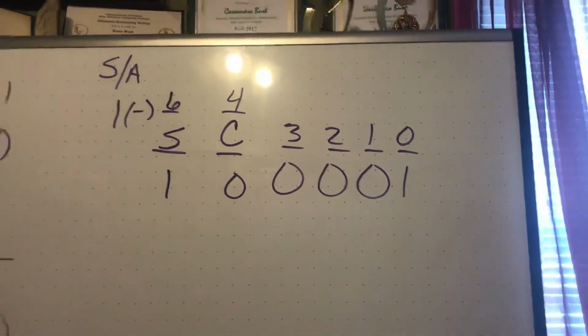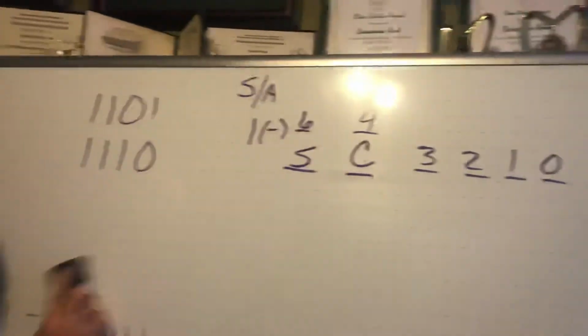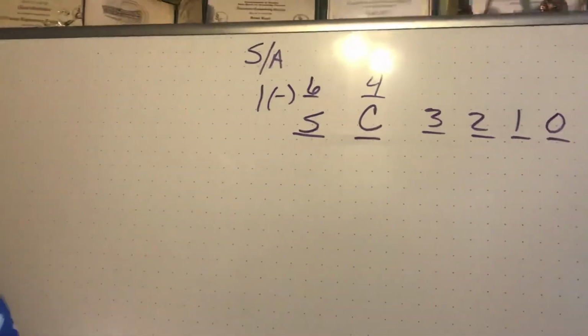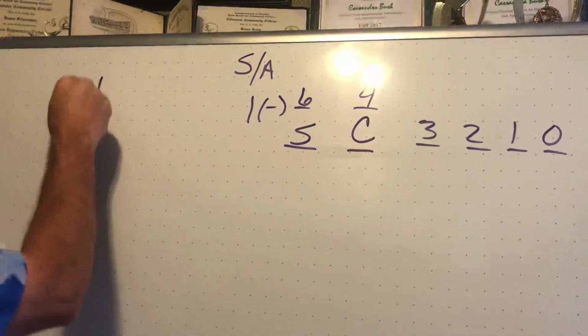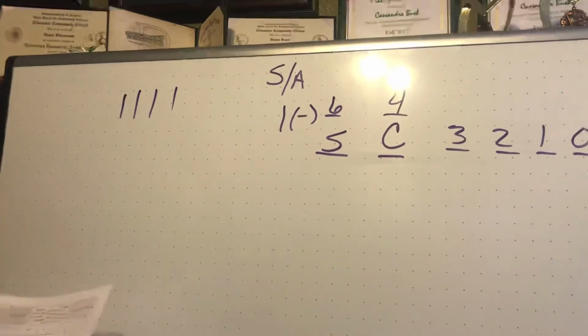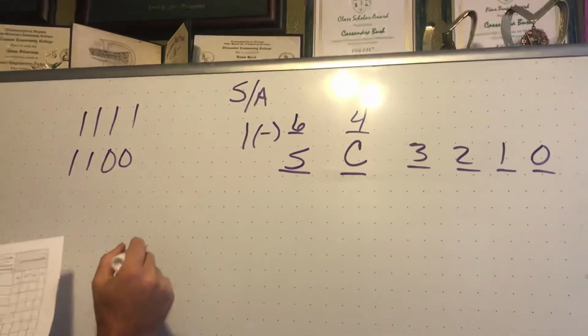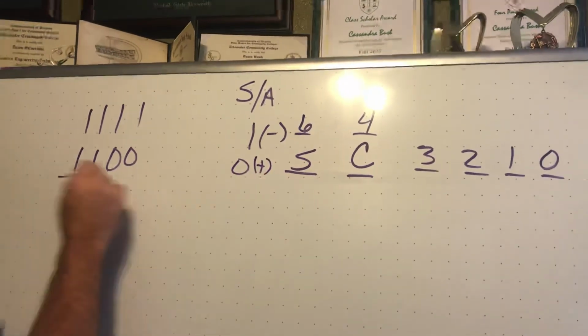So let's do the second one on here. So the second one on our sheet, my first number is 1111. My second number is 1100. My subtract add is a 0, which means I'm just going to add these numbers together.